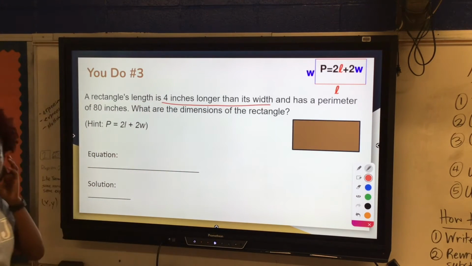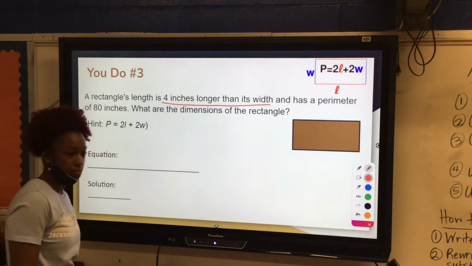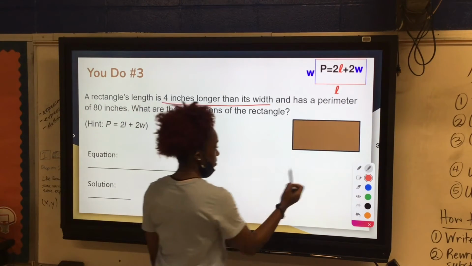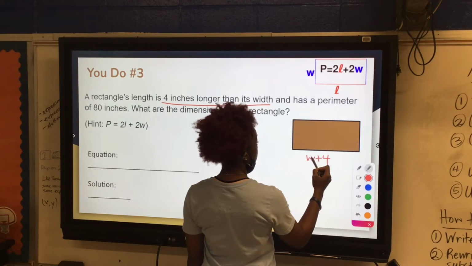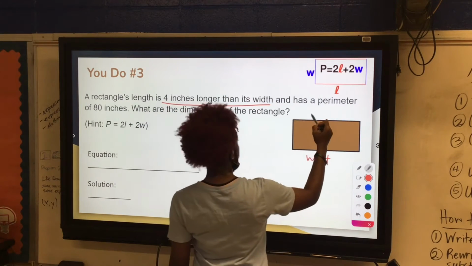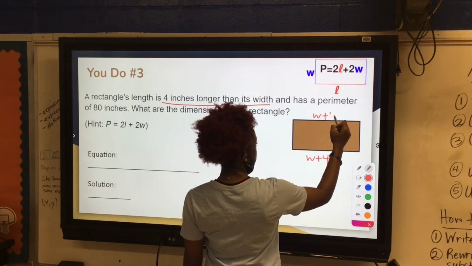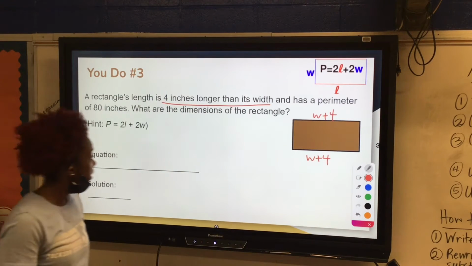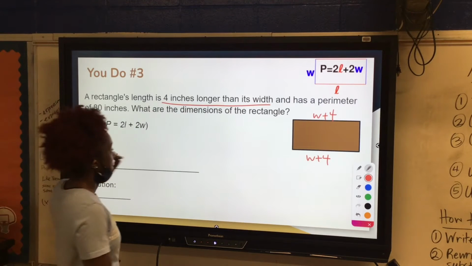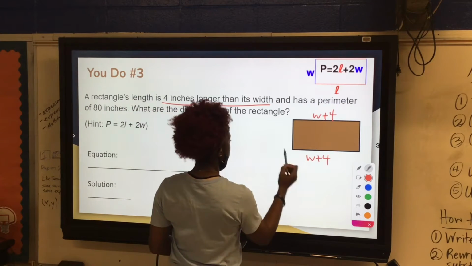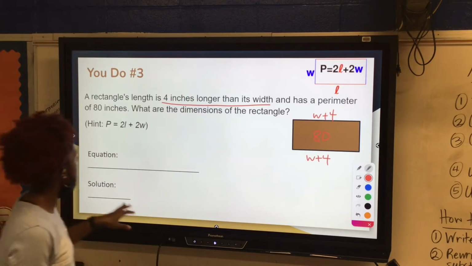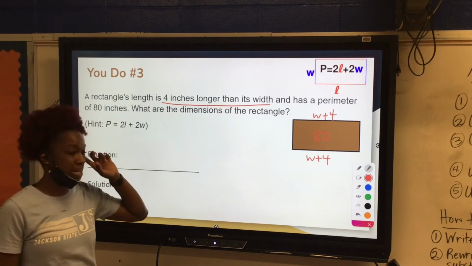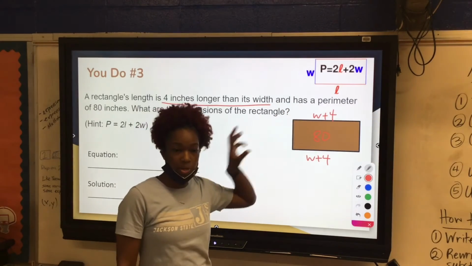How would we write 4 inches longer than the width? 4 plus W, right? Or W plus 4. We have to do it on the bottom, then we also have to do it on the top, right? Now, the perimeter is 80. So we'll just put 80. Okay, the perimeter is 80. So we need to find the dimensions of the rectangle, meaning what is the width and what is the length.